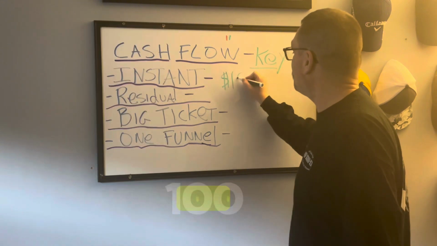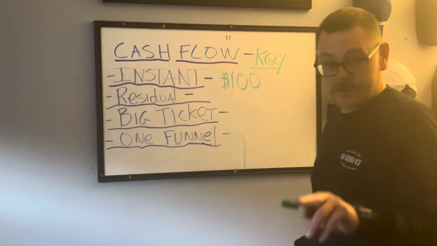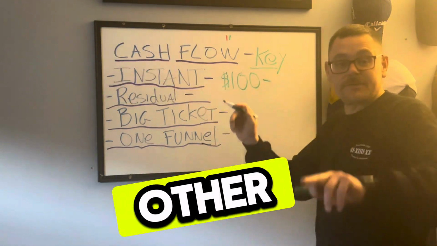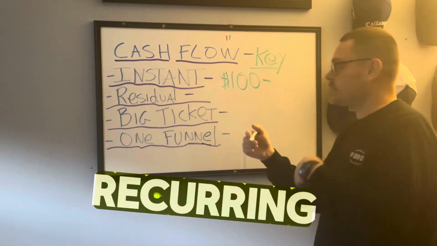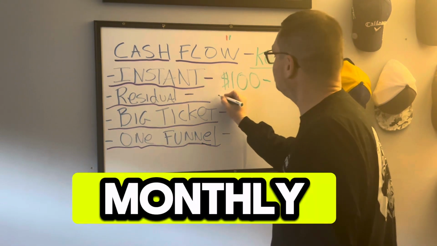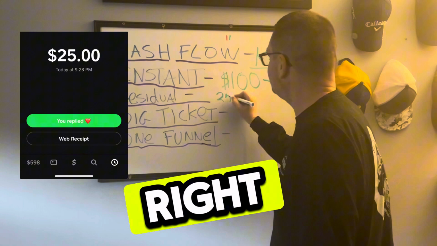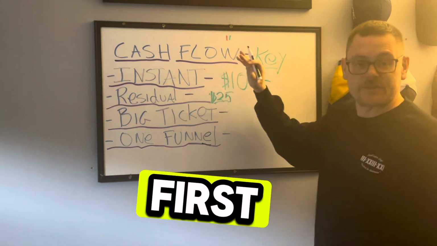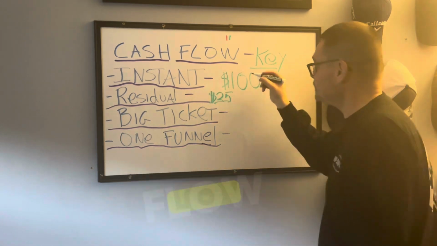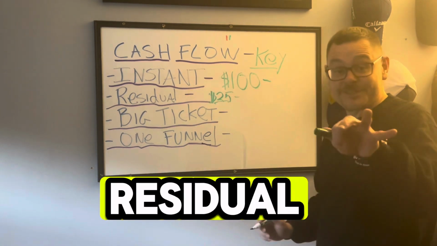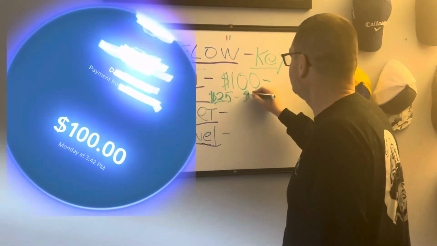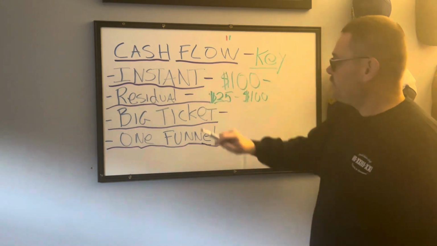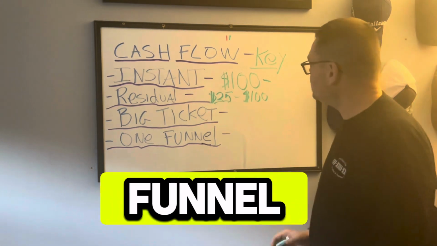So we got Instant 100s. How you're going to get started, I'm going to tell you that in a minute. Instant 100s. Now, the other fundamental is residual. You want monthly recurring, so you're going to get monthly 25s. 25, that's residual. You have your first instant, which is your first part of your cash flow. And also on the residual, you're getting 100 monthly recurring.